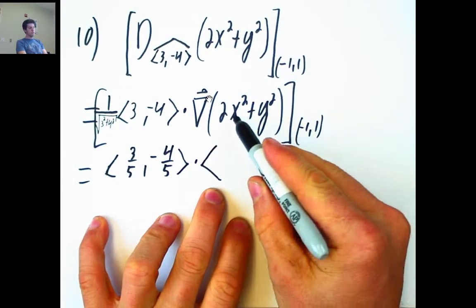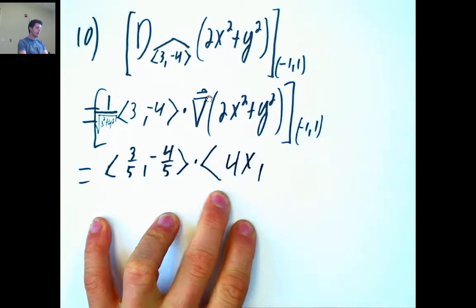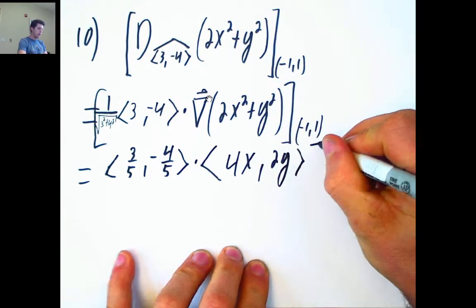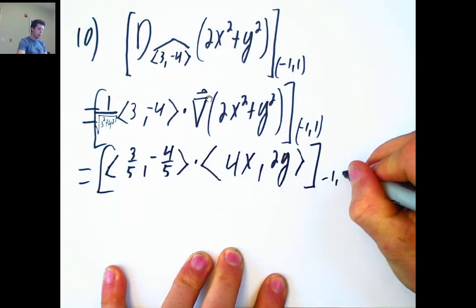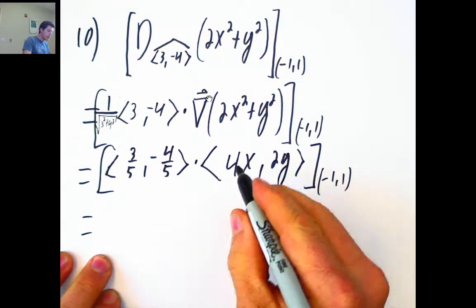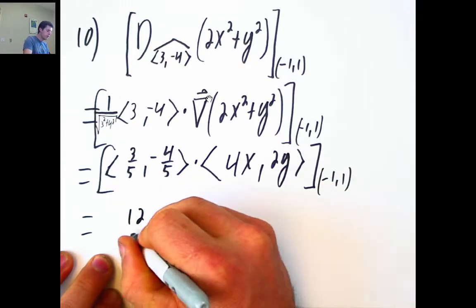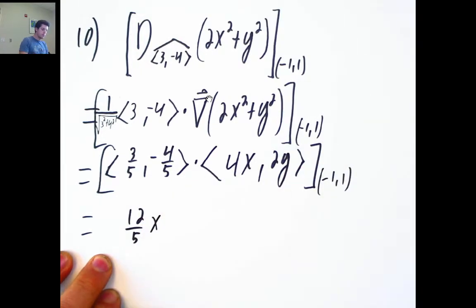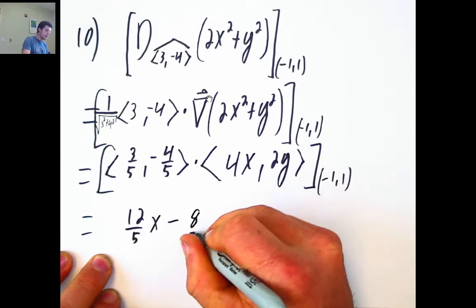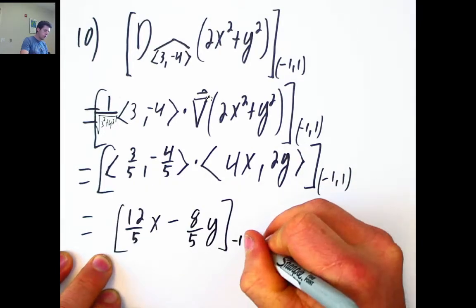Let's see, the gradient is derivative of this with respect to the first variable. It's 4x, and that's all. Derivative with respect to the second variable is 2y. And then we need to evaluate that whole thing at negative 1, 1. That is 3/5 times 4x, that's 12/5 x, minus 4/5 times 2y, that's minus 8/5 y. And that we evaluate at negative 1, 1.